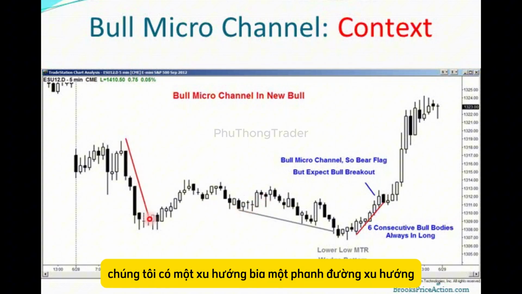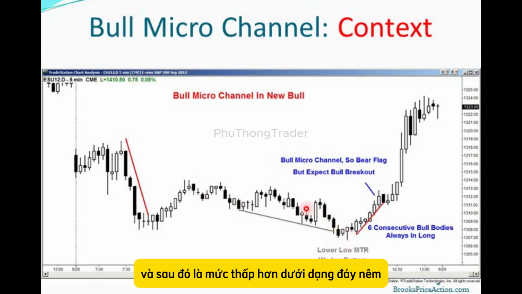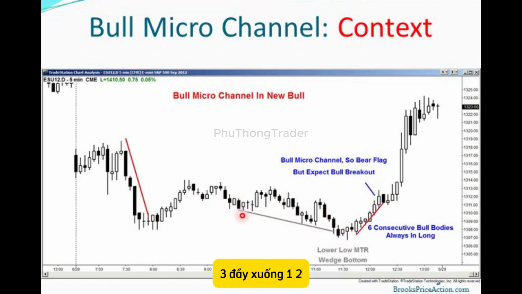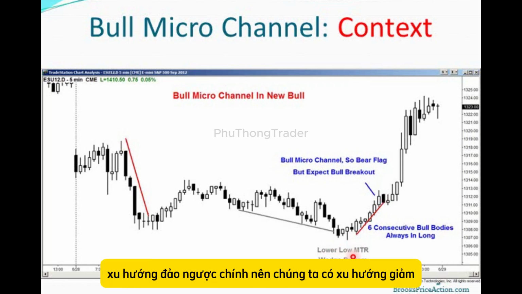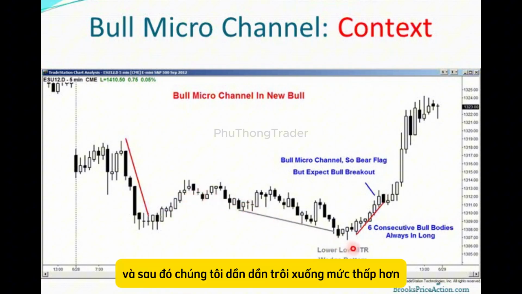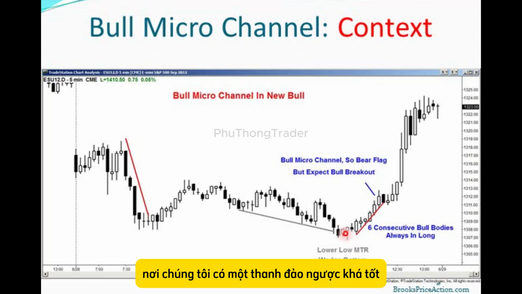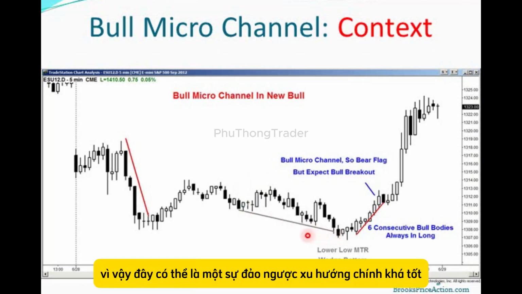We have a bear trend, a trend line break, and then a lower low in the form of a wedge bottom, 3 pushes down, 1, 2, 3, and a possible reversal up and a lower low major trend reversal. So we have a bear trend, a trend line break that is pretty strong, and then we gradually drifted down to a lower low where we have a pretty decent reversal bar and 3 pushes down, a wedge bottom. So this could be a pretty good major trend reversal.